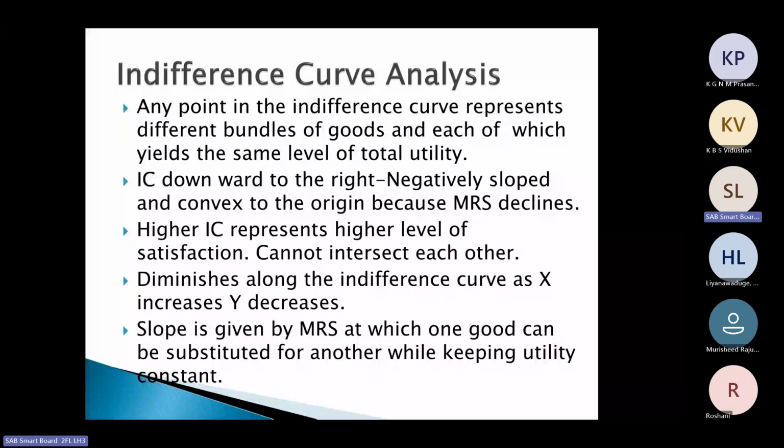What is your idea about the slope of the indifference curve? In economics we always talk about the slope of the curve, and that's very important. When explaining consumer behavior, at which point the consumer comes to equilibrium, we need to look at the slope. The slope explains how the consumer can substitute one good for another. If he wants to increase the consumption of one good, he has to sacrifice the other good. Okay, understand?